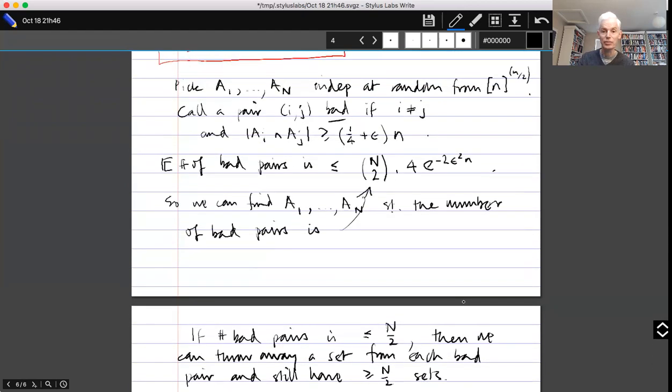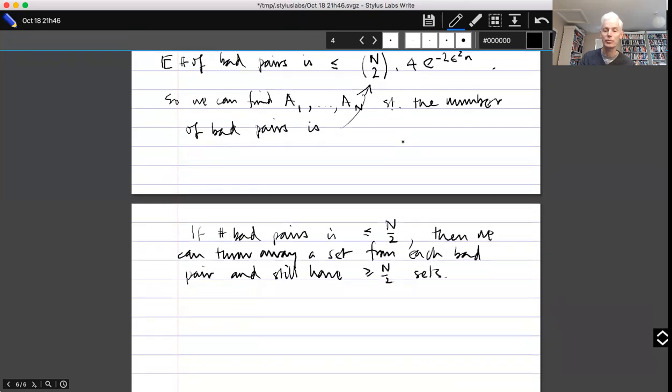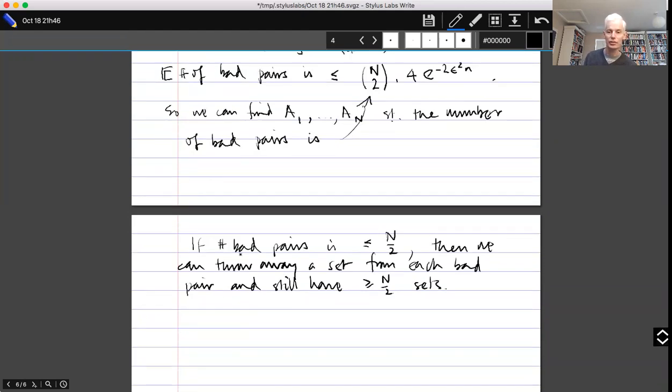And what does that mean? That means that there are no pairs i and j, i not equal to j, such that A_i intersect A_j is greater than or equal to (1/4 + epsilon) n. In other words, we have the well-separated set system that we wanted. But it just remains to do one last thing.